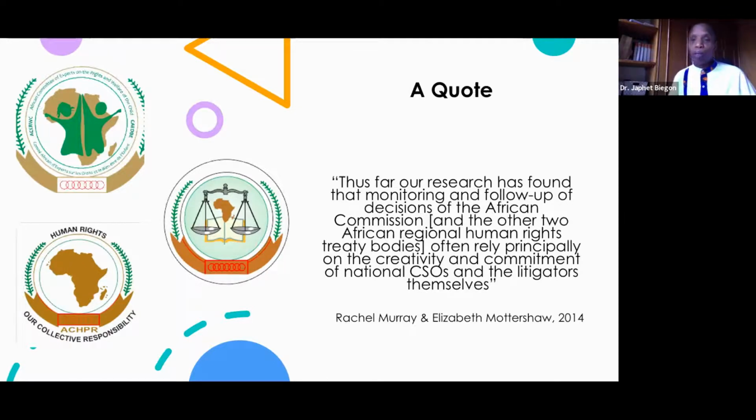Essentially, they are alluding to the point that first and foremost, states, as statistics and experience have shown us, are never keen to comply with the decisions of the regional bodies. And when they have done so, it's because of the litigators pushing, CSOs pushing, making the decision and the judgments visible to the wider public, and using a variety of tools to encourage and promote and persuade the state to implement the decision.